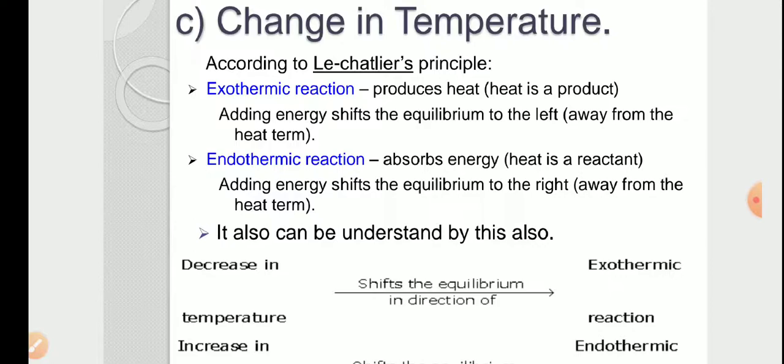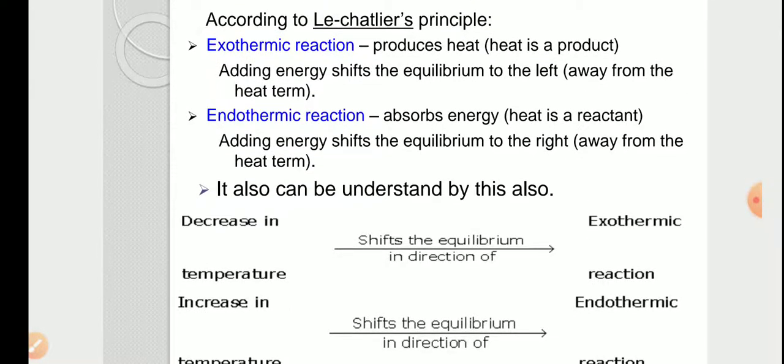So in an exothermic reaction, heat is produced, and in an endothermic reaction, heat is absorbed. In the case of an exothermic reaction, as heat is generated, if you increase the temperature, then more energy is supplied, so the backward reaction will occur, because with more heat or more energy, the backward reaction will happen at a faster rate.